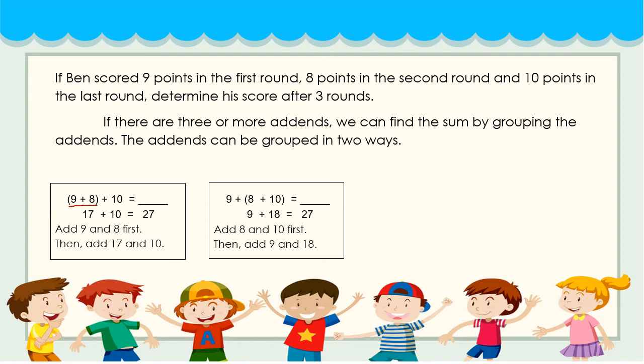We add first 9 and 8. The sum is 17. Then we add 17 to 10. The sum is 27. The other way is we group 8 and 10. We add first 8 and 10. The sum is 18. Then we add 9 to 18. The sum is 27.